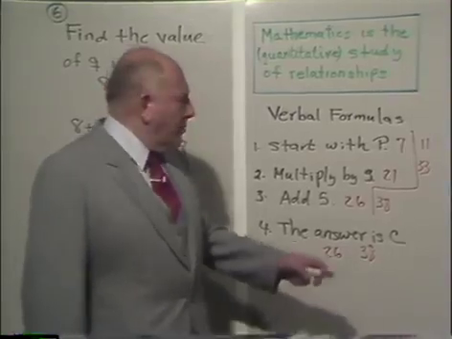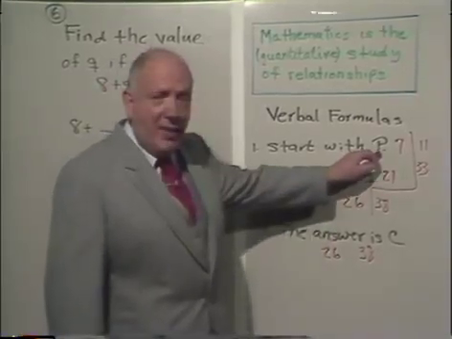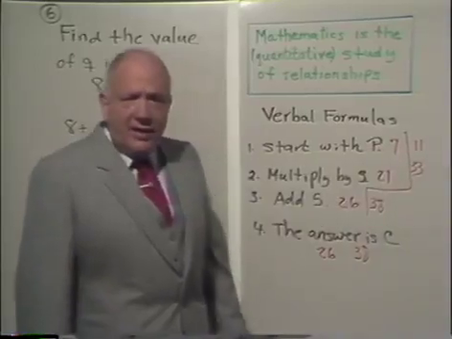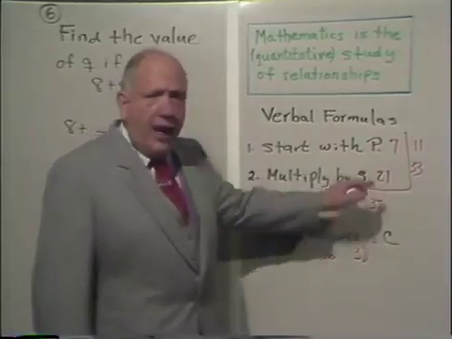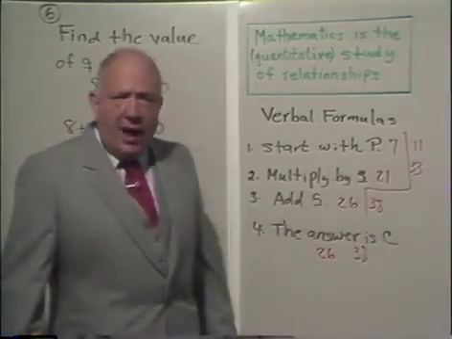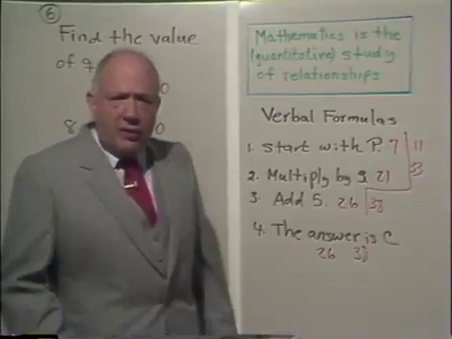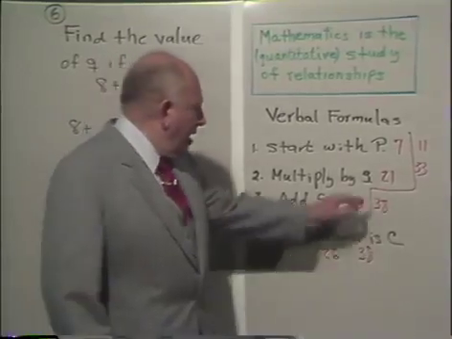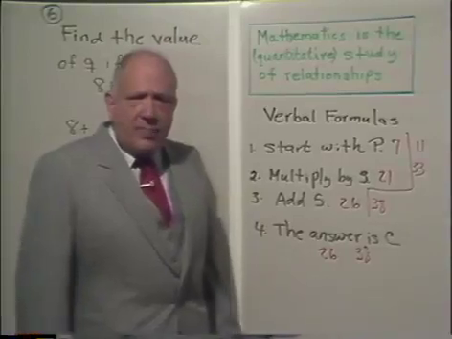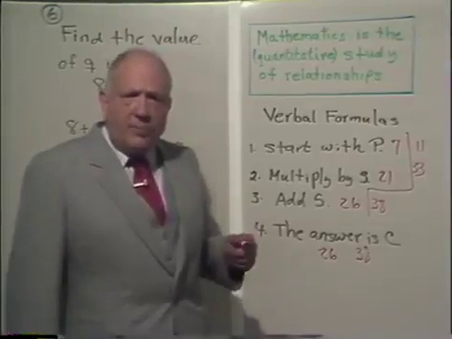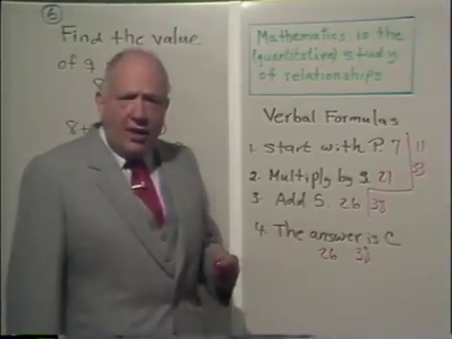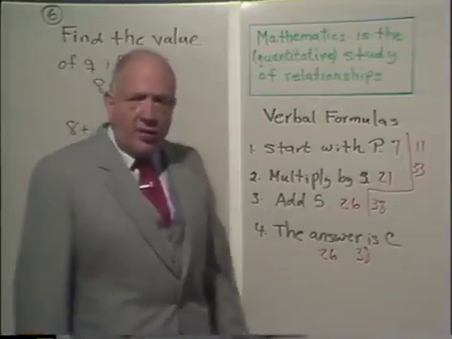You start with the number of pounds. I even picked P to stand for pounds. How many pounds did you pick? 7. You multiply by 3 because it's $3 a pound, isn't it? So 7 pounds are going to cost you $21. Then you add 5 because that's the shipping and handling charge. So if you're going to buy 7 pounds of cheese from this catalog, it's going to cost you $26.